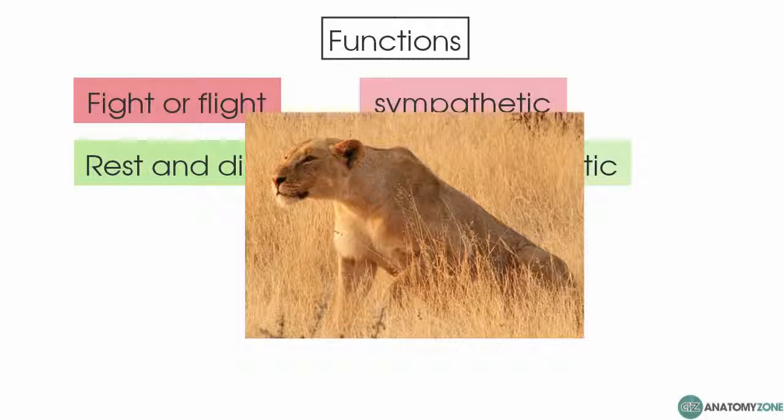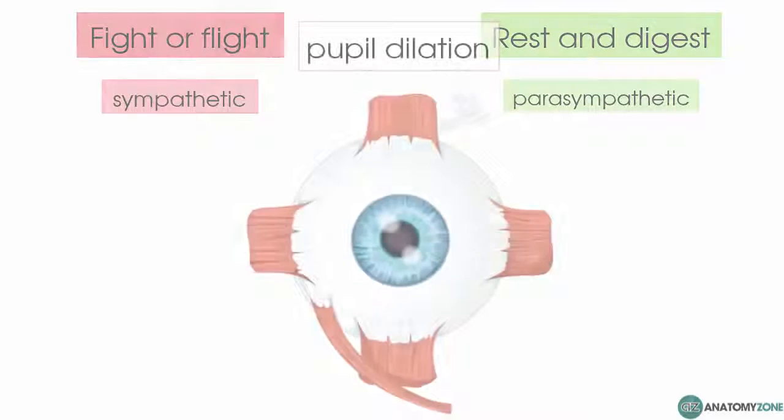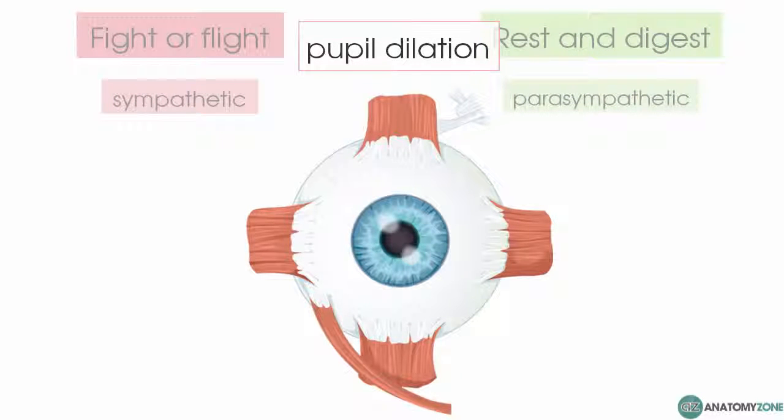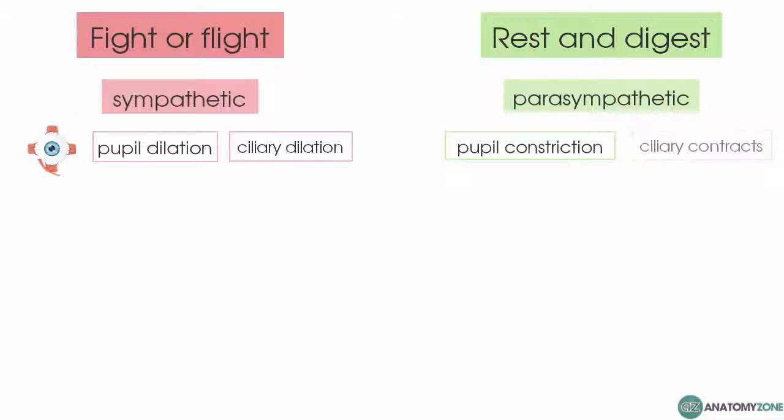In response to the fight or flight mode being engaged, you get pupil dilation. Pupil dilation allows more light into the eye, which can increase your visual acuity, and you can see a nice escape route and run away from that lion. The parasympathetic does the opposite and constricts the pupils. Also, with regard to the eye, the sympathetic nervous system dilates the ciliary muscle, allowing far vision, whereas the parasympathetic nervous system acts on the ciliary muscle to contract it and provide near vision.